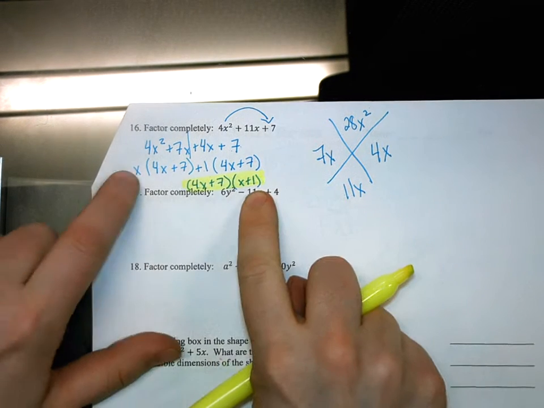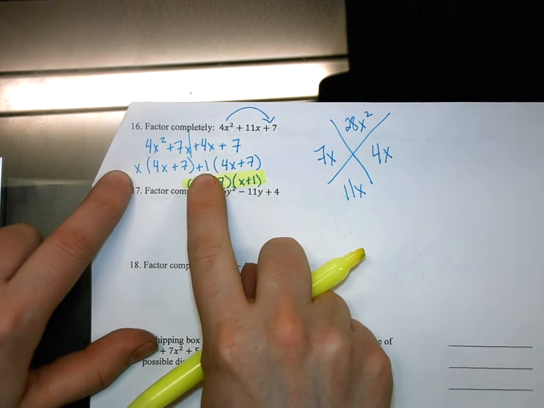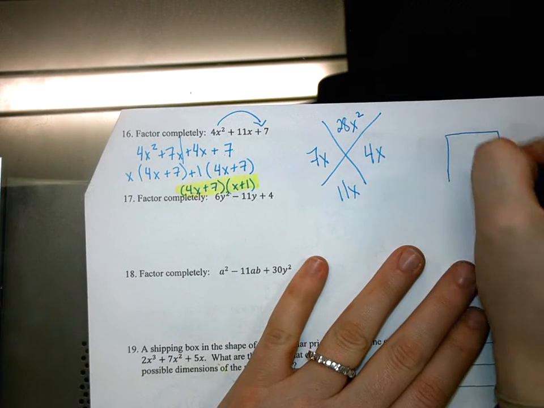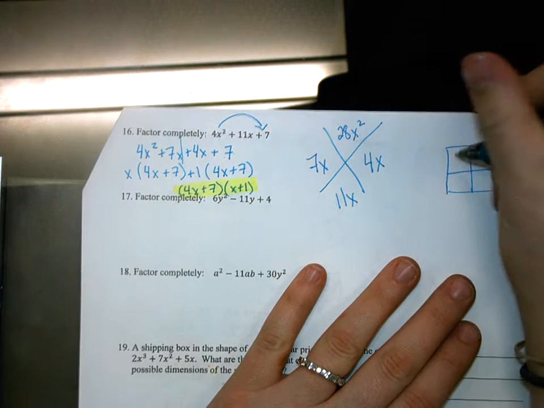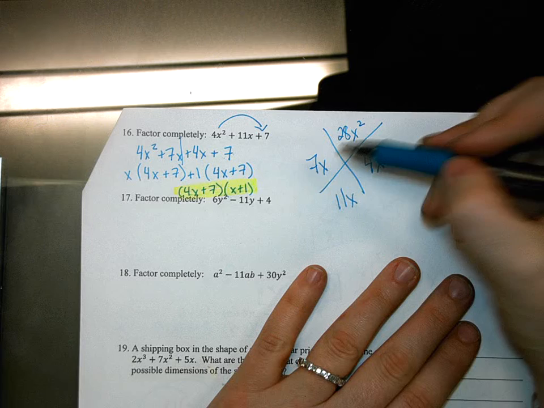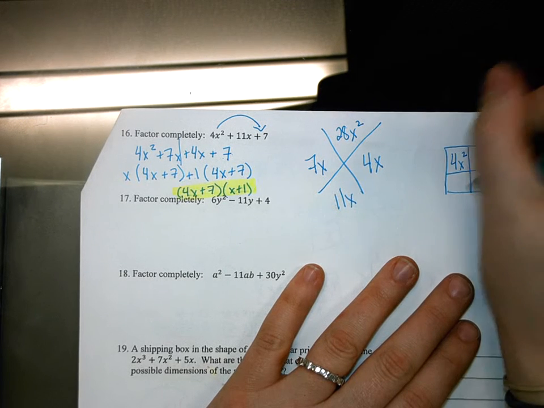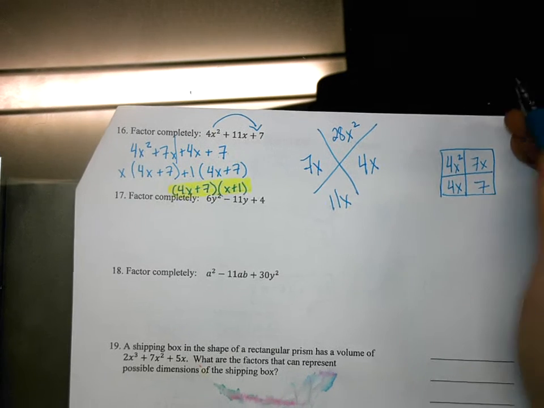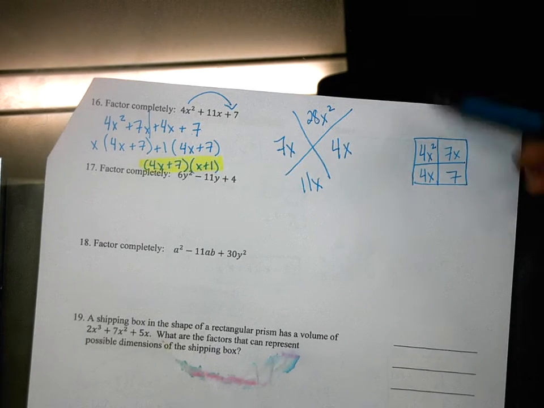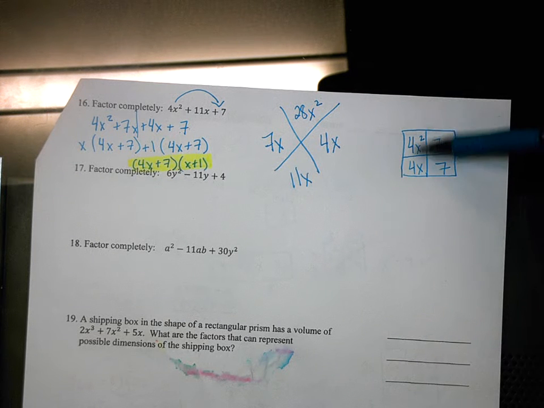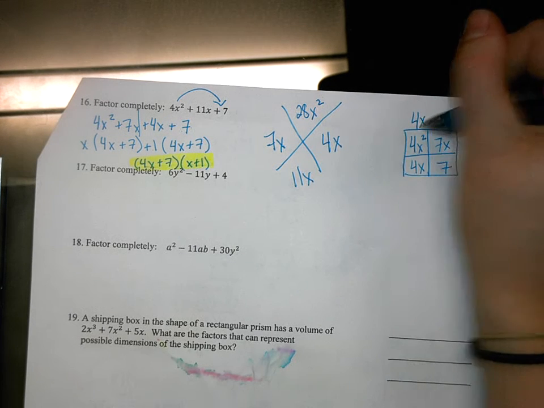The x plus 1 comes from x and 1 in front of each set of parentheses, which were my two greatest common factors. To factor by the area model, you put the 4x squared in the top left, the 7 in the bottom right. You're still using the 7x and 4x. And then there are some different things we do to find the outside, but you want to look for your greatest common factor. So this one's easy to see because they both have 4's and they both have x's. So this is 4x.